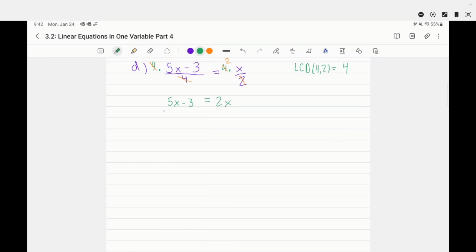And now I'm going to subtract 5x from both sides in order to get the variables on the same side. We get negative 3 equals negative 3x. And then I divide by negative 3 to get a positive 1 equals x. And that's it for part 4 of section 3.2.